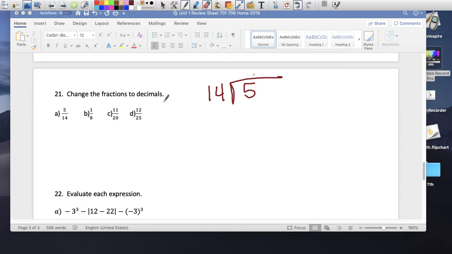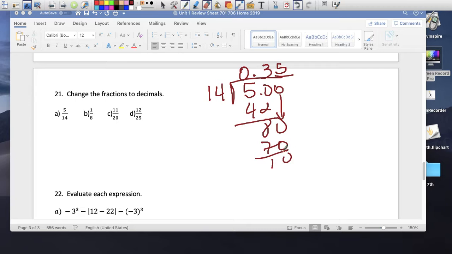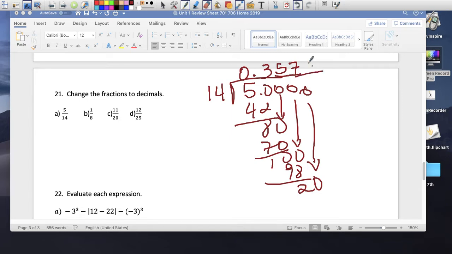14 does not go into 5. So that is 0 here. 0 decimal. 14 goes into 53 times, which is 42. 8 left over. Bring another 0 down. 14 goes into 86, 5 times, which is going to give me 70. 10 left over, bring another 0 down. 14 goes into 106, 7 times, which is 98. We're going to have 2 left over, bring a 0 down. And that's going to be 1.